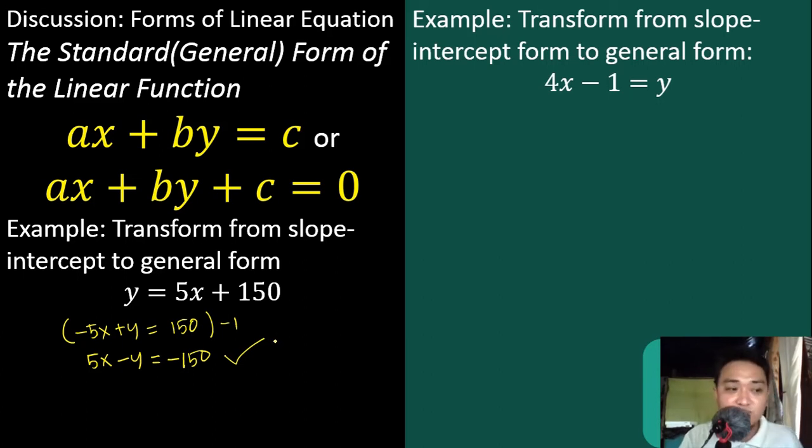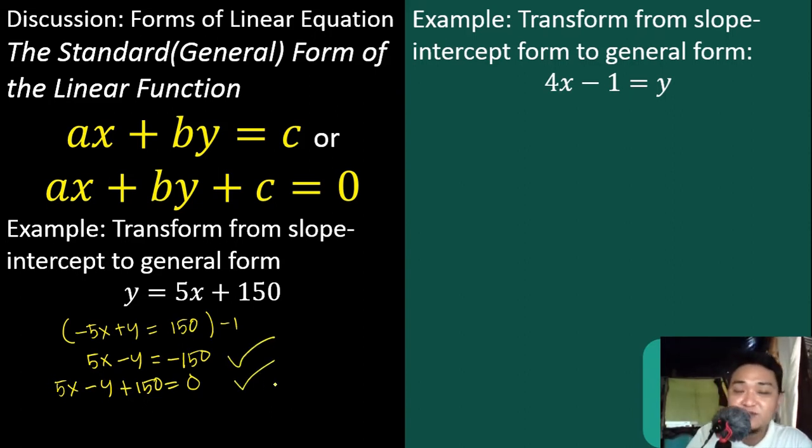Pero sa ibang books, mas prefer na lang na ini-equate na lang yan into 0. Parang talaga, makinis talaga tingnan. So, ang gagawin natin, ita-transpose uli natin si negative 150. So, that will become 5x minus y plus 150 is equivalent to 0. So, sa madaling salita, pwede to, pwede rin to. Pareho silang naka-general form or standard form. Okay po? Now, let us have a few more examples.